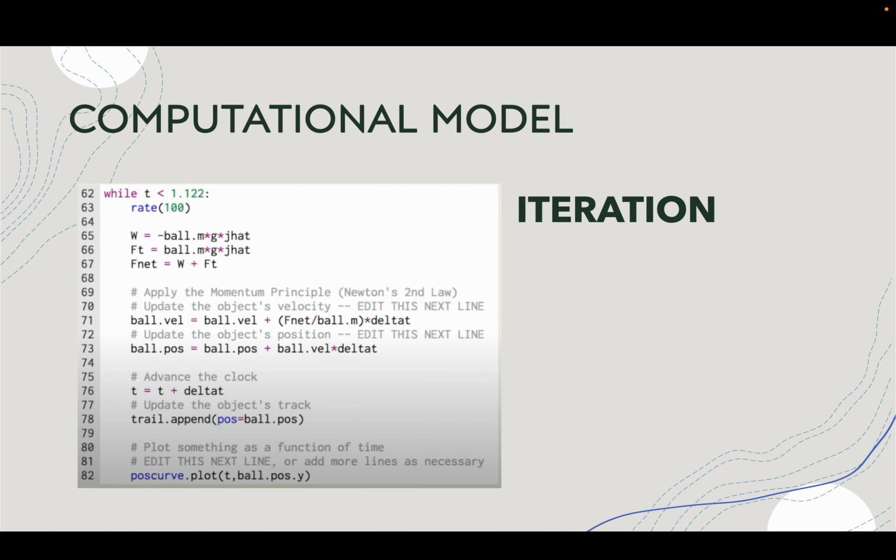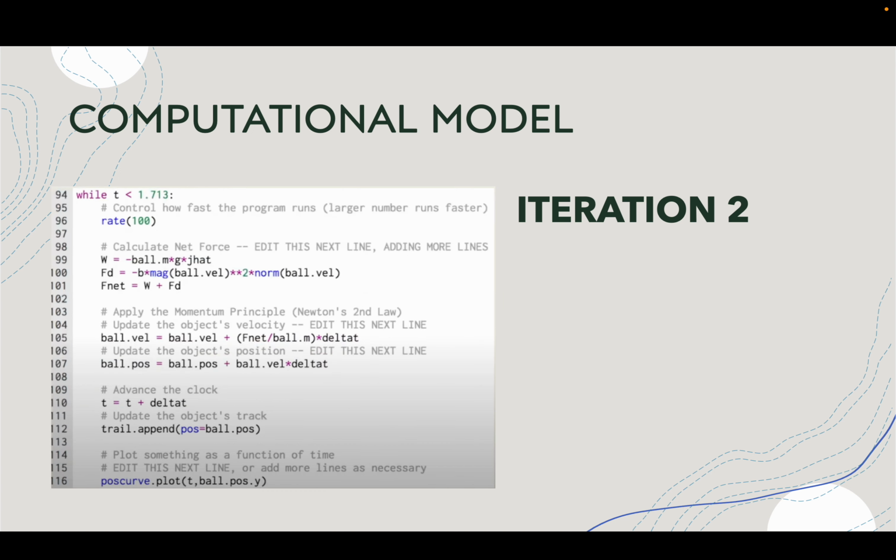For the first iteration of our computational model, we first apply the momentum principle, and then we update the object's velocity as well as its position. Then we advance the clock by updating the time using its time interval. Our second iteration is to control how fast the program runs. First, we calculate the net force. Then we apply the momentum principle, and we update again the object's velocity and its position. And we run the clock again, continuing with our time interval.